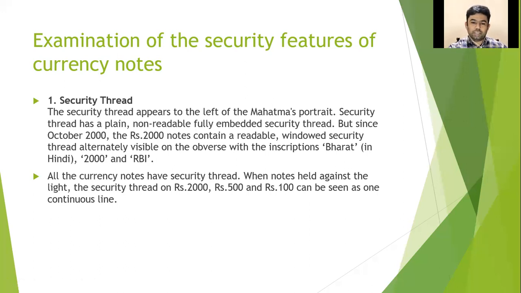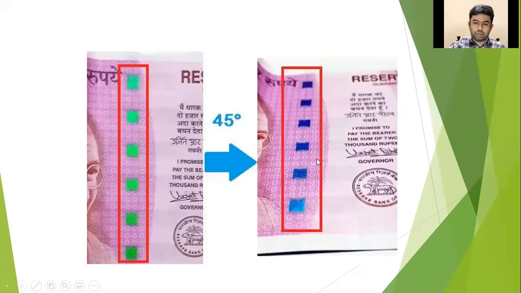If it is held against the light, you can see all of these inscriptions on the security thread. That is a very important security feature of a currency note. Initially it was a complete thread and could be easily copied, but the technique of printing currency notes has become more sophisticated, which makes it very difficult for fraudsters or criminals to duplicate these notes.